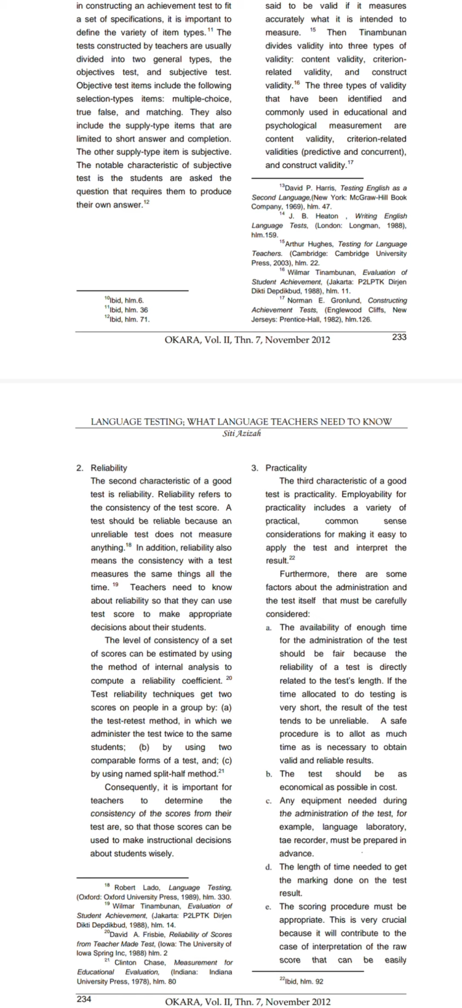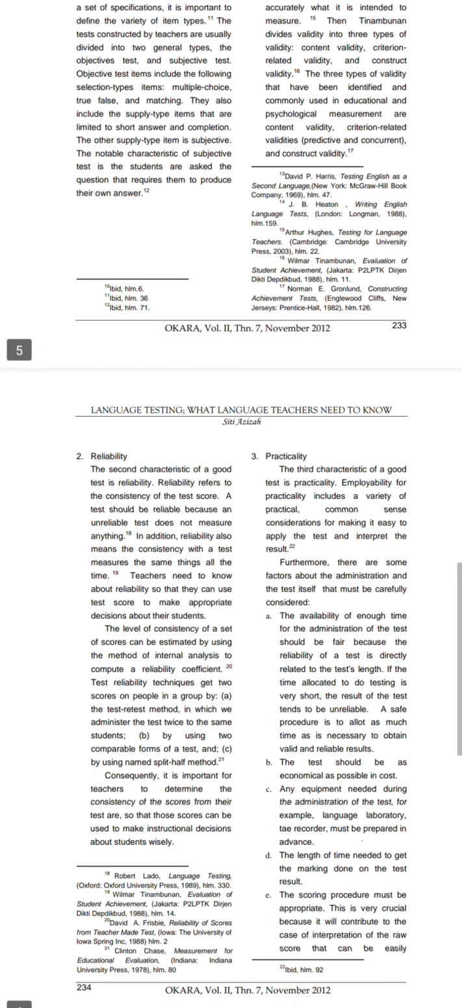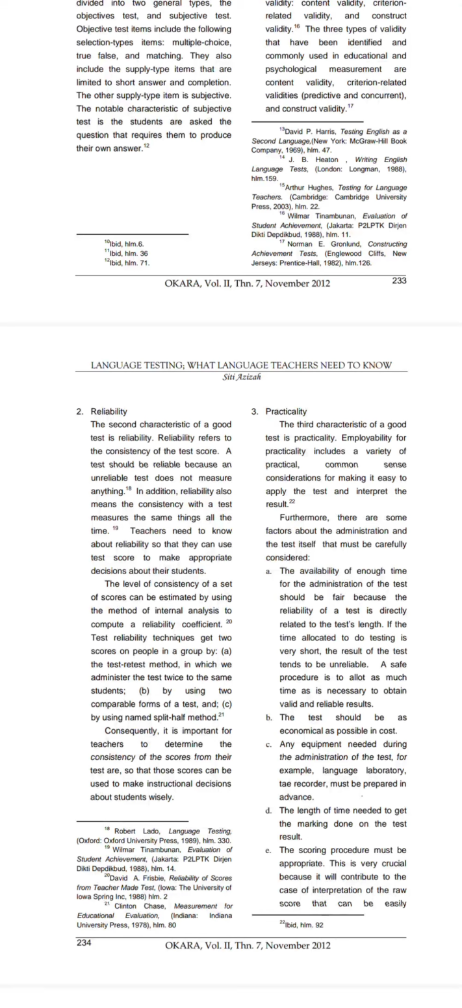The second characteristic of a good test is reliability. Reliability refers to the consistency of the test score. A test should be reliable because an unreliable test doesn't measure anything. In addition, reliability also means the consistency with which a test measures the same things all the time. Teachers need to know about reliability so that they can use test scores to make appropriate decisions about their students. The third characteristic of a good test is practicality.